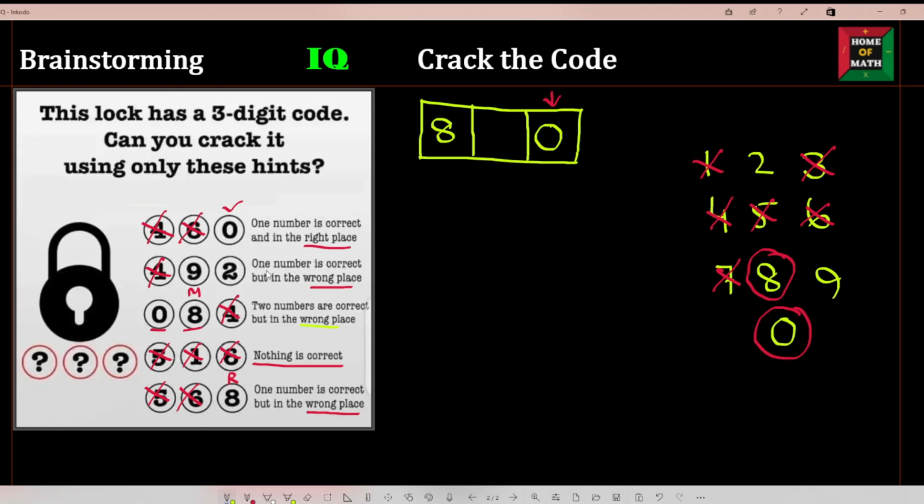Look, here it says 1 number is correct but in the wrong place. So here are 9 and 2, the number is correct but in the wrong place. Look, 9 is in the middle position and here the middle position is also empty, but this is a wrong place, so it should be 2. So our desired number is 2. So our answer is what? 8 2 0.